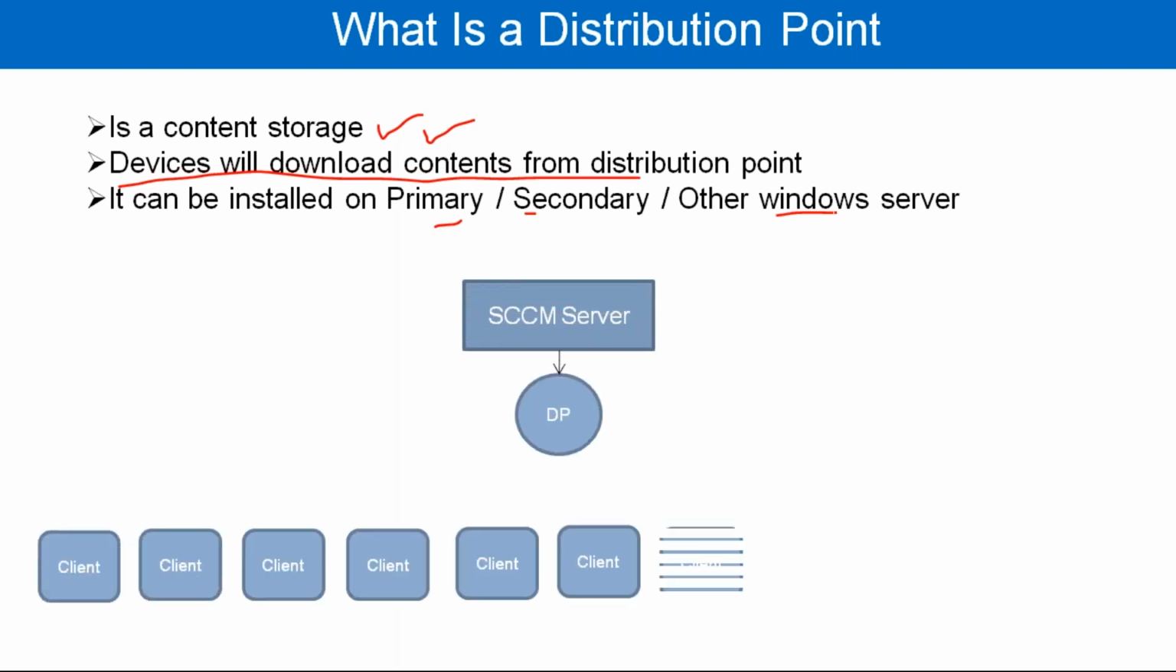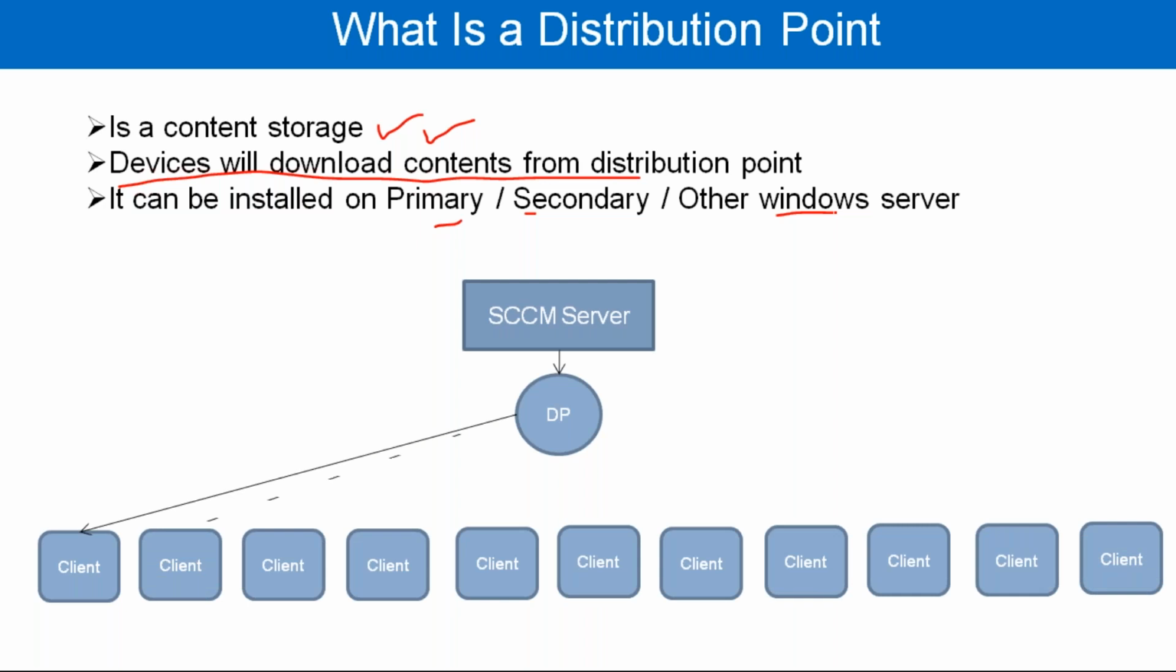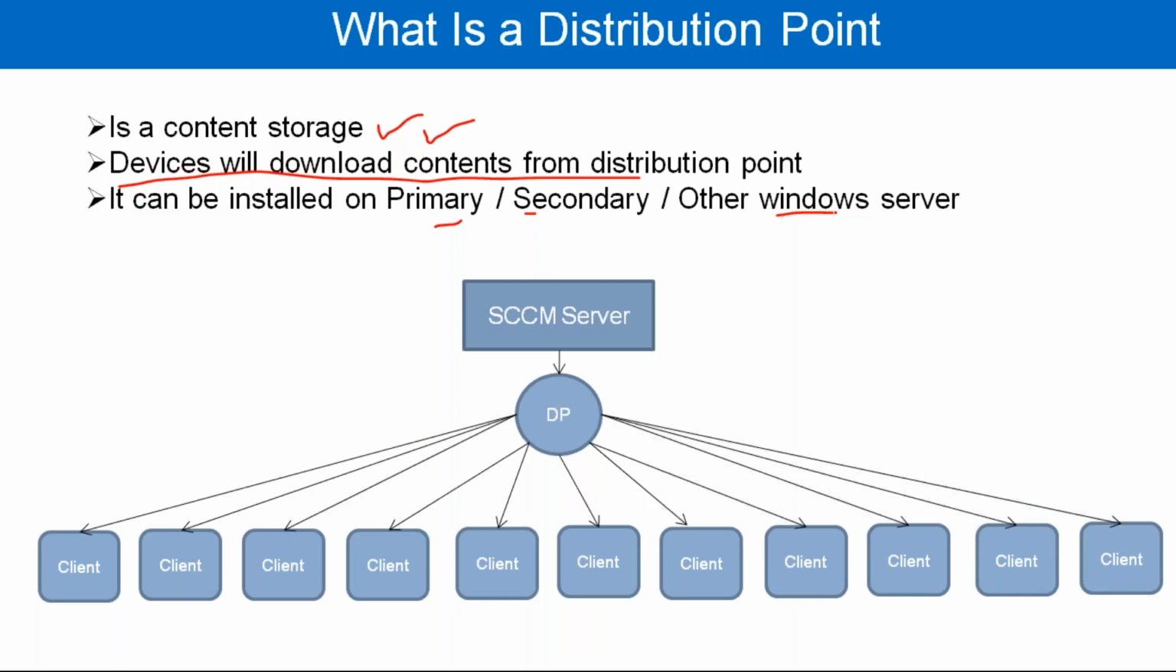Now, just to give you more clarity, devices will always download the content from the distribution point. So if any device is not able to reach the distribution point for some reason, then that device will not be able to download the content.